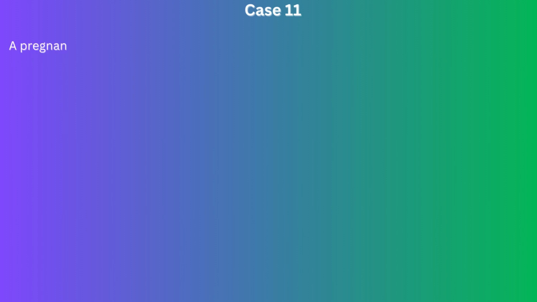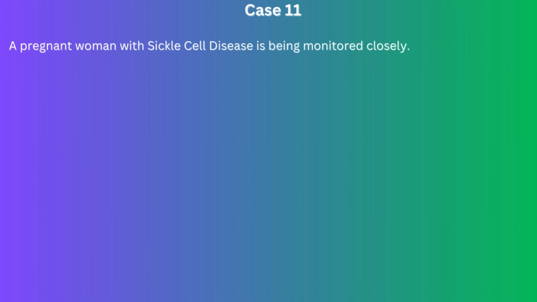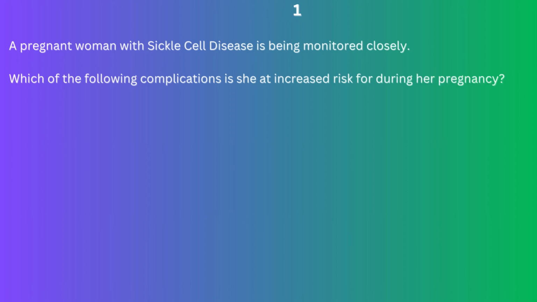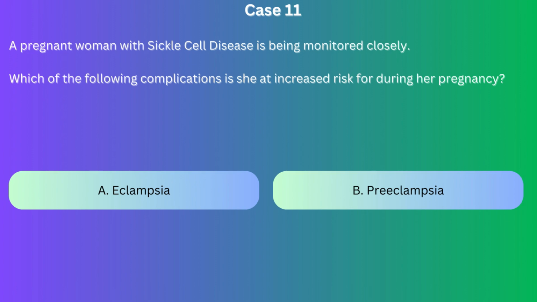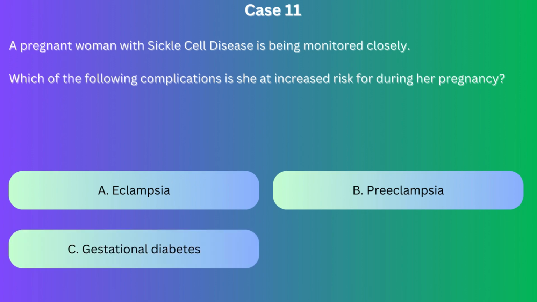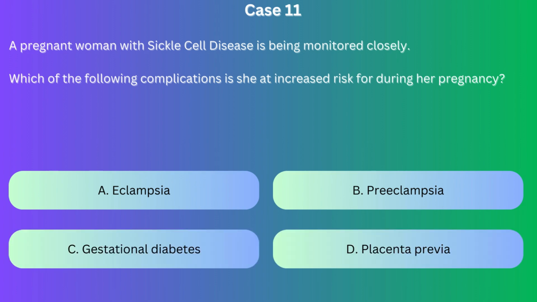Case number 11. A pregnant woman with sickle cell disease is being monitored closely. Which of the following complications is she at increased risk for during her pregnancy? A. Eclampsia. B. Preeclampsia. C. Gestational diabetes. D. Placenta previa. Correct answer B. Women with sickle cell disease are at increased risk for several complications during pregnancy, including preeclampsia.